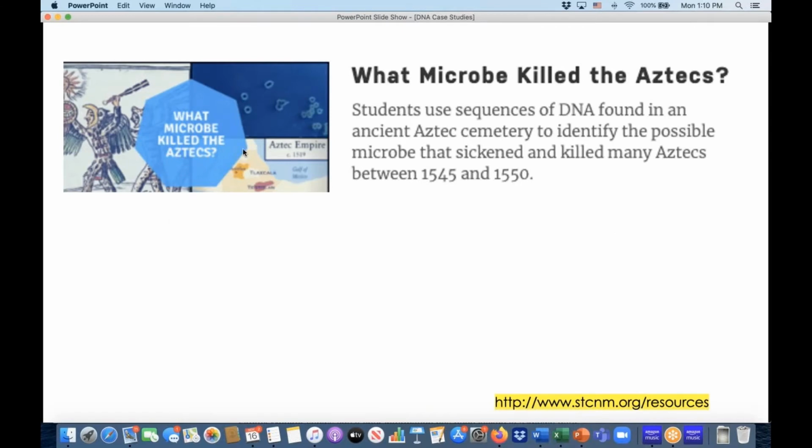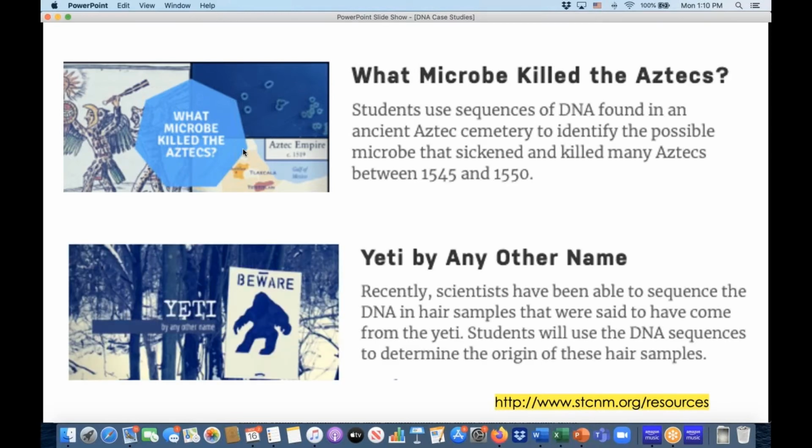For example, and I'm going to walk you through this one just so you get a sense of what I'm talking about once we get there. We have one DNA-based case study where students investigate what microbe killed the Aztecs during a large outbreak between 1545 and 1550. We have one that's actually based on a scientific paper where scientists got clumps of hair that hunters or hikers claimed came from Yeti, and then we give them DNA sequences, and the students determine the origin of those sequences and determine what in fact these Yeti sightings are likely to be. I'll give you a hint, it's not actually Yetis.